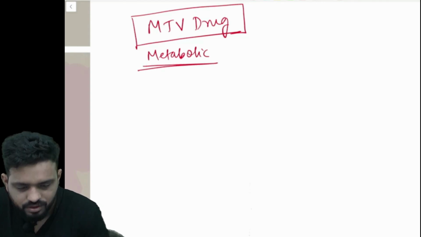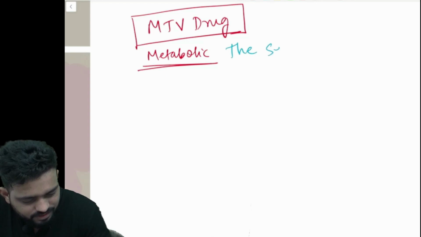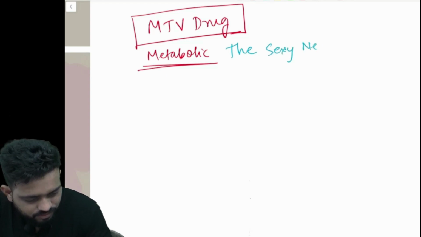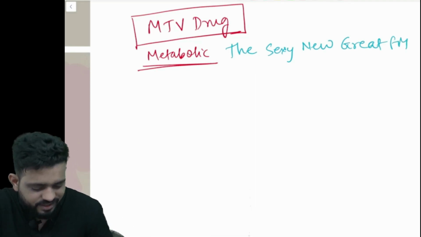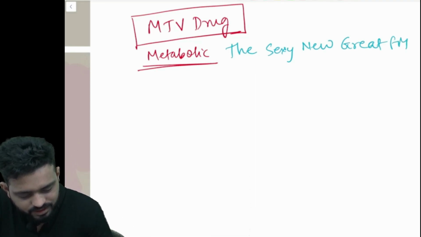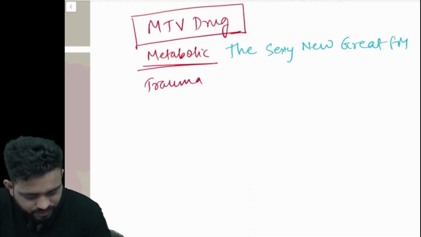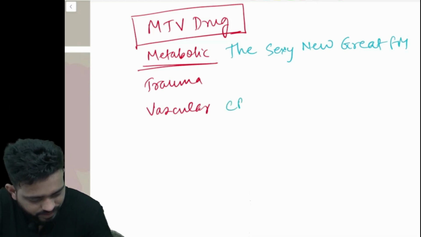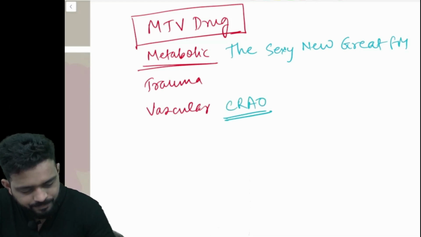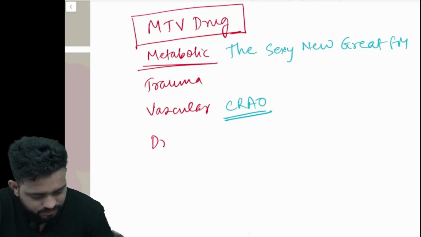Okay, M stands for metabolic, where I have again made another MCQ mnemonic, that is the sexy new great FM. We'll see what it is. Now T stands for trauma, V stands for vascular. The most important cause which you should not forget is CRAO. It's a topic in itself. The last thing are the drugs.